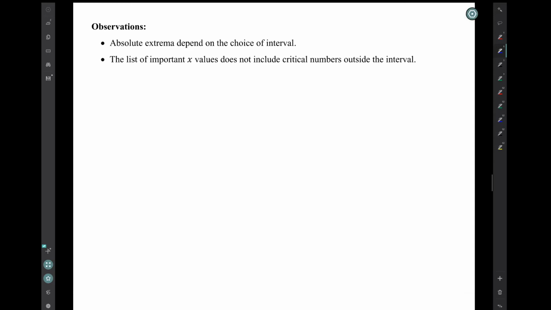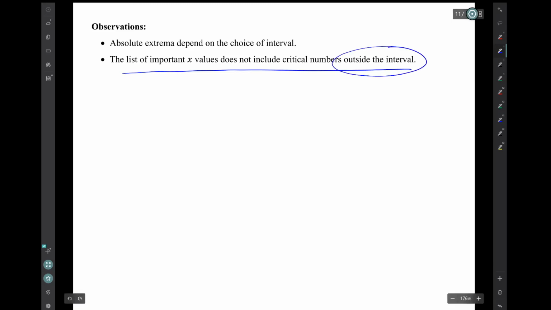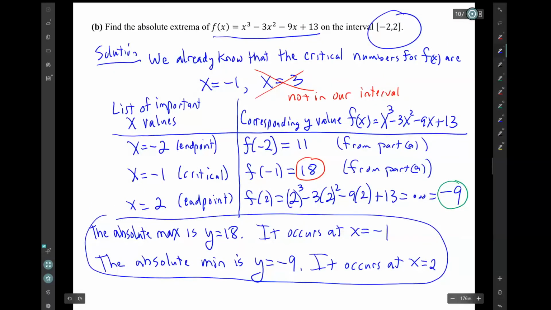Observations about this calculation that we've just done. The absolute extrema depend on the choice of interval. If you change the interval, then the absolute extrema can change. The other thing that's important is the list of important x values does not include critical numbers outside the interval. So we did not include this critical number, x equals 3, because it was not in our interval. So that critical number did not make our list of important x values.